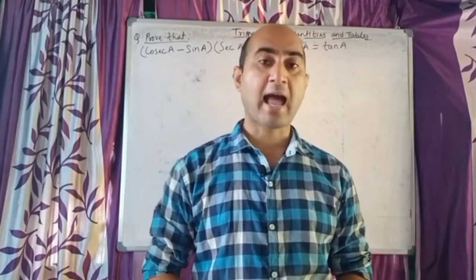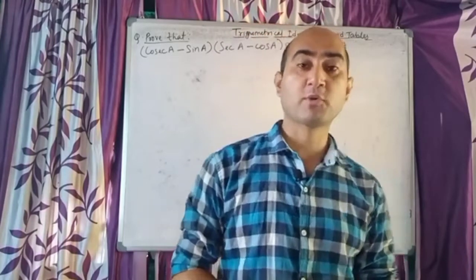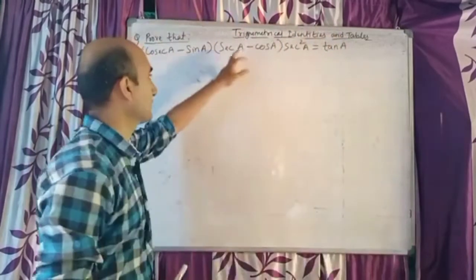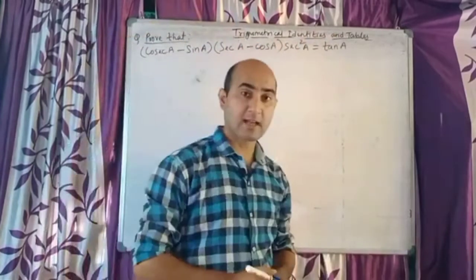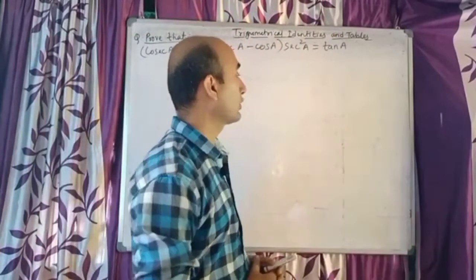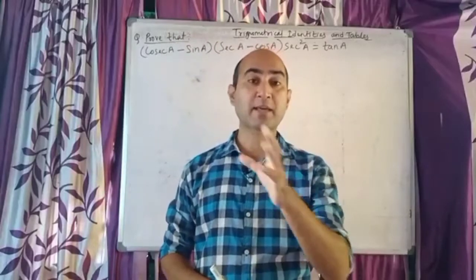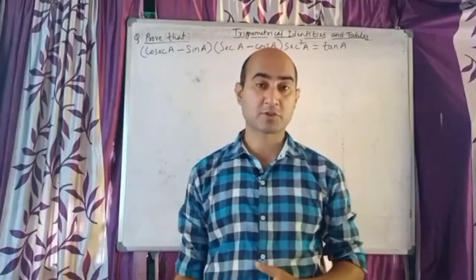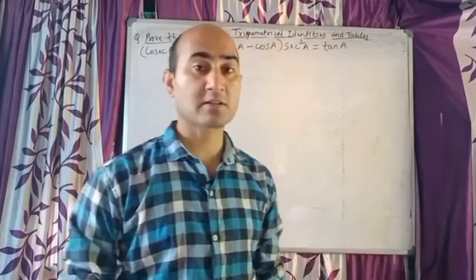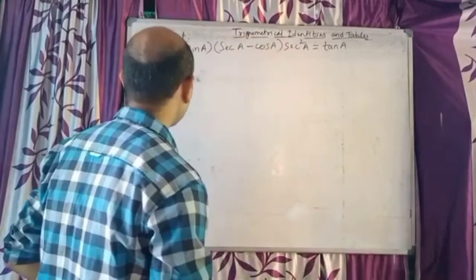So children, I have already provided you the formula list of the chapter trigonometrical identities and tables. So you have to learn those formulas and you have to apply those formulas in the given question today. So let me discuss a question today. I have a question here children.